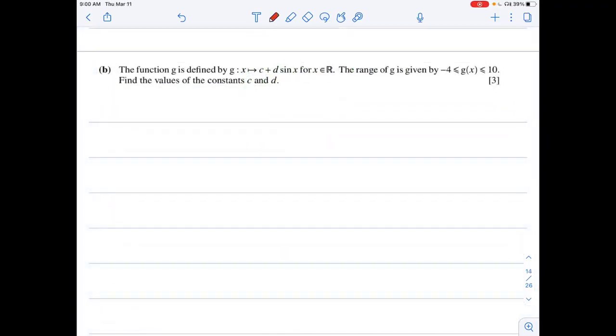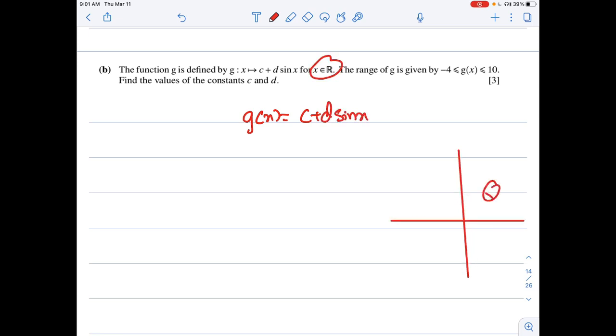So coming to part B of the question, it says that g of x is equal to c plus d sine x. And x belongs to R, means x can be any value, positive value or negative value. So it can be in the first quadrant, second quadrant, third quadrant and fourth quadrant. We know that sine is positive in the first and second quadrant and negative in the third and fourth quadrant. So therefore d value can be either plus or minus.